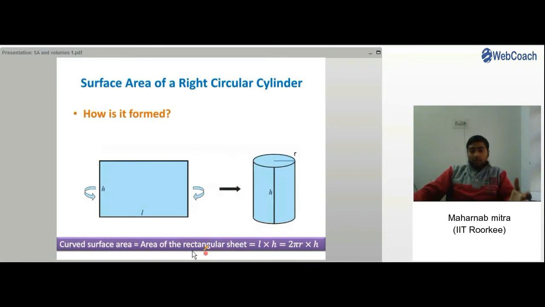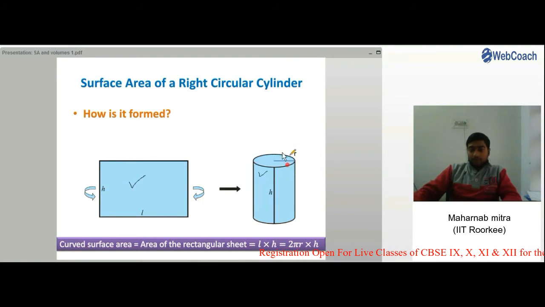Now if you try to find out the curved surface area, it is the area of this curved face. The area of the curved face, as you can see, is just the same as that of the sheet of cardboard, right? It is the same as this area. So the area is nothing but length into height, the area of the cardboard sheet.